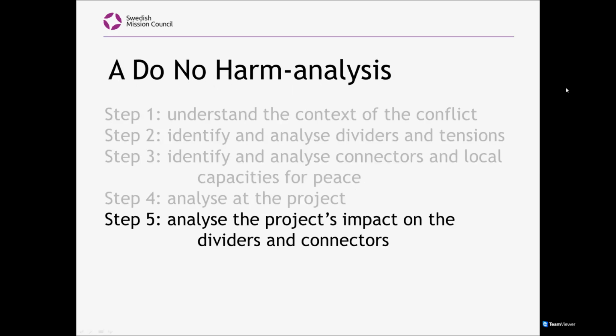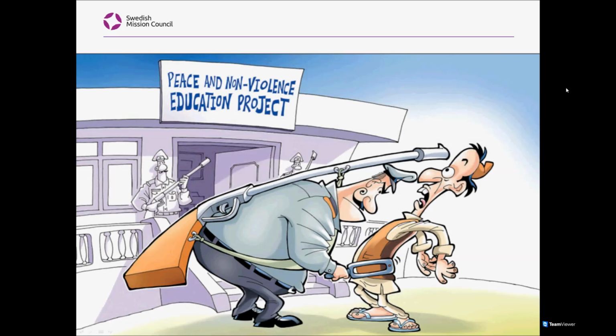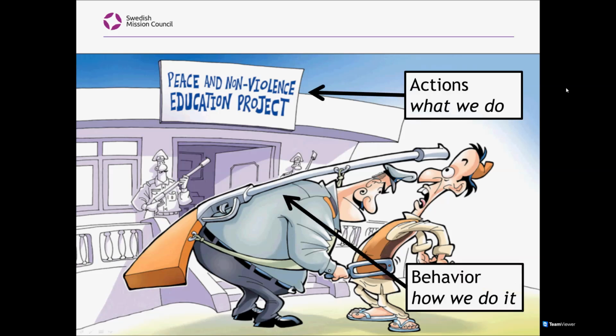At this point, you have gathered information about the context and the project. The fifth step is to analyze the project's impact on the dividers and connectors. The Do No Harm project found that the most direct impact assistance interventions have on conflicts are a result of the introduction of resources. Resources are related to the actions of the intervention, what we do.